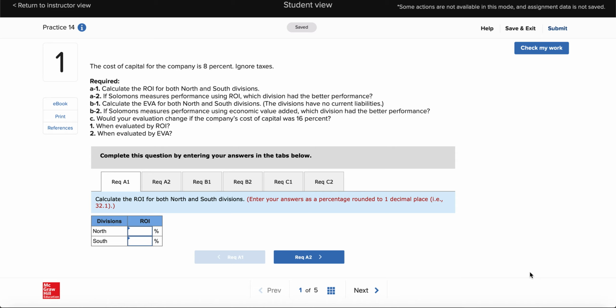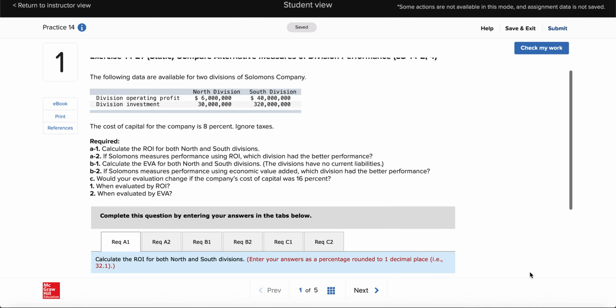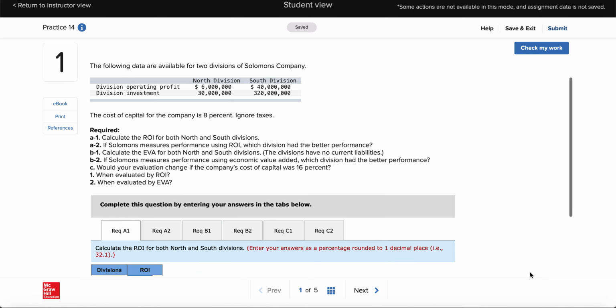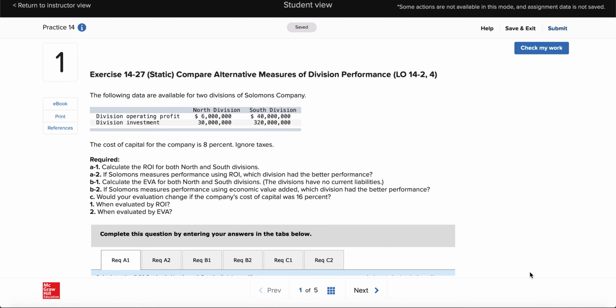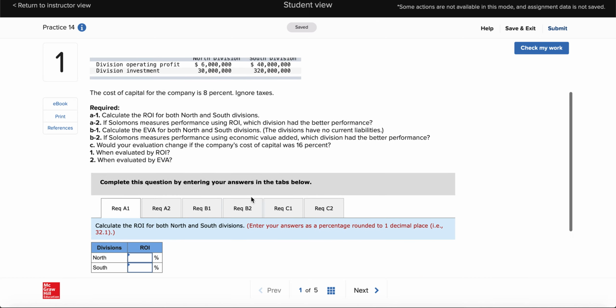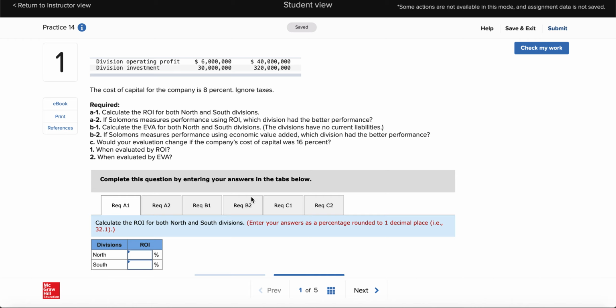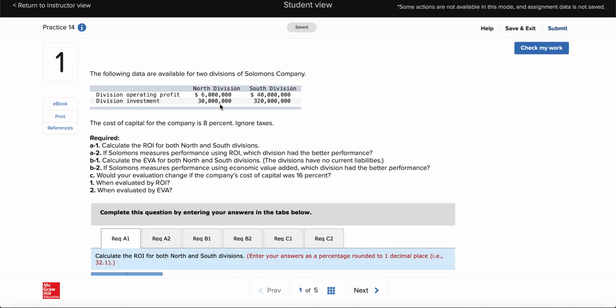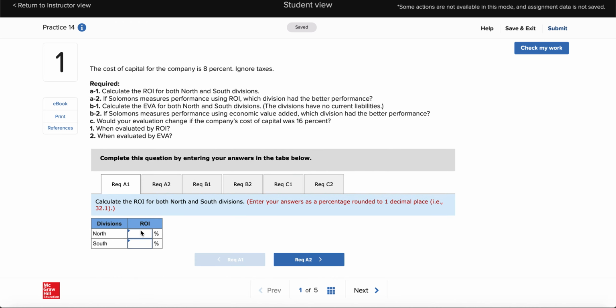This chapter, the first question that we're looking at here is comparing some different measures for divisional performance. So we're going to look at, in this case, return on investment and also the EVA that's talked about in your textbook there. So for our first question, it's asking us to calculate the ROI for both the North and South divisions here. And all you simply need to know is that ROI is the result of operating profit being divided by divisional investment. So if we're talking about the North division, we're talking about 6 million divided by 30 million, and that gives us 20% as our ROI.